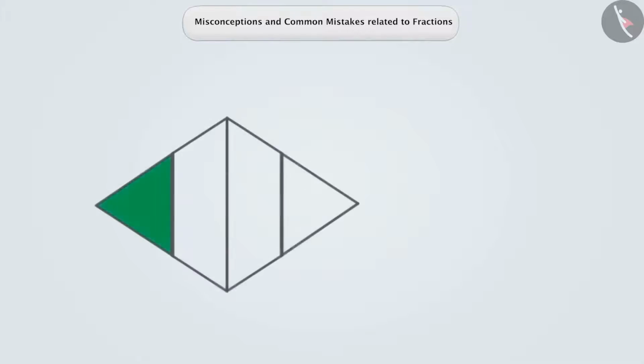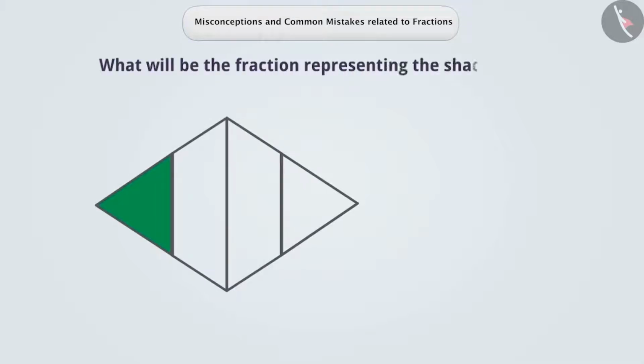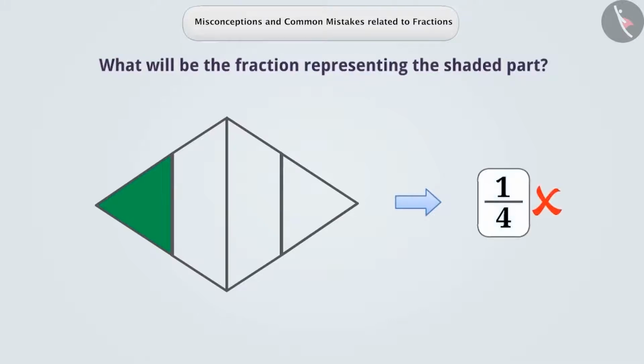Now let's understand some common mistakes related to fractions. If you're asked to find the fraction representing the shaded part in this figure, the total number of parts is written as the denominator and the number of shaded parts is represented as numerator. Thus, it results in an incorrect answer, 1 by 4. To represent in fraction, first of all it is necessary to check whether all the parts are equal or not. Here, parts are not equal. Therefore, we cannot represent the shaded part as a fraction.